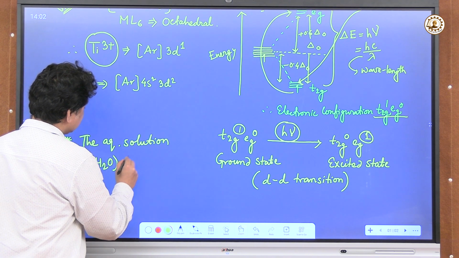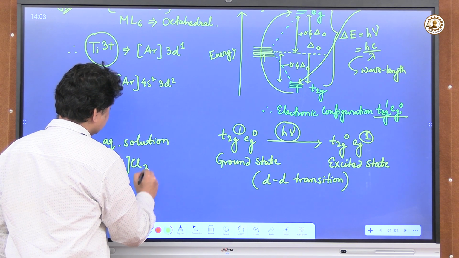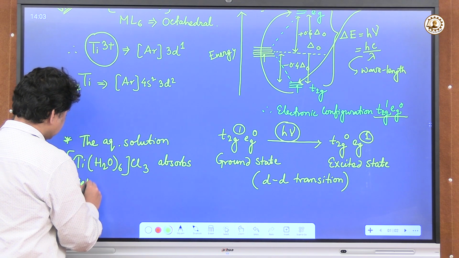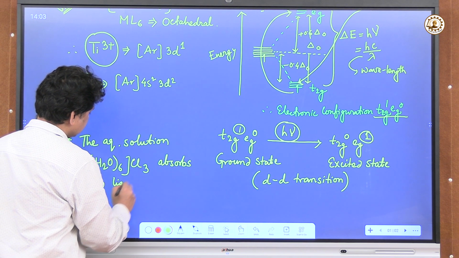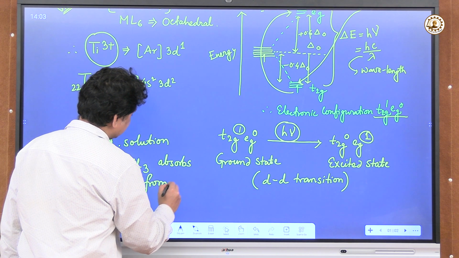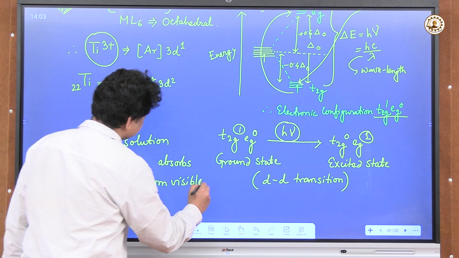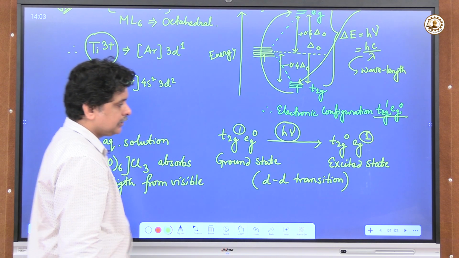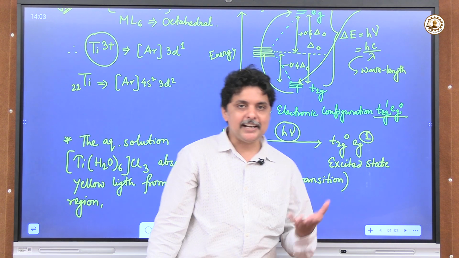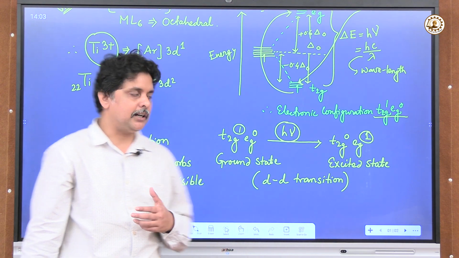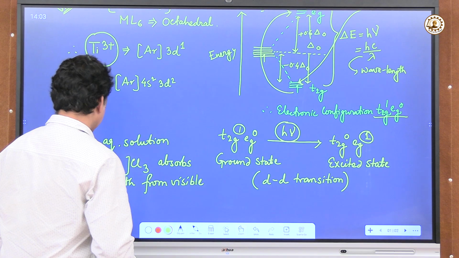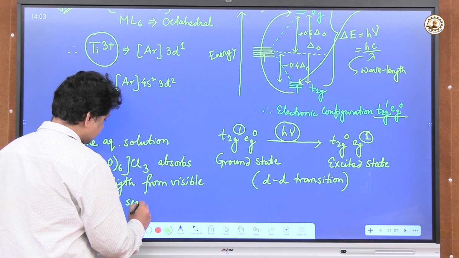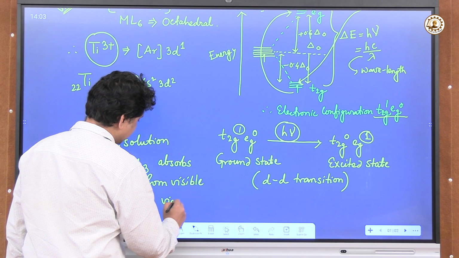To be precise, the aqueous solution of [Ti(H2O)6]3+ or [Ti(H2O)6]Cl3 absorbs yellow light from the visible region. And as I already told you, whenever some compound absorbs some light, it will show the complementary color. The complementary color of yellow is violet, hence it seems violet in color.